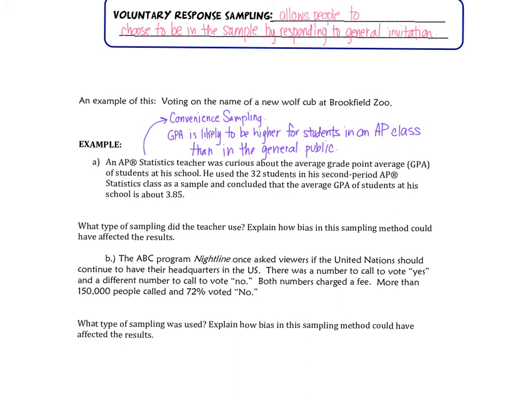All right, example B. The ABC program Nightline once asked viewers if the United Nations should continue to have their headquarters in the U.S. There was a number to call to vote yes and a different number to call to vote no. Both numbers charged a fee. More than 150,000 people called and 72% said no, they should not continue to have their headquarters in the U.S. So, what type of sampling was used, and explain how bias in this sampling method could have affected the results. You guys go ahead and try this one on your own. Pause the video, and then I'll write in the answer.